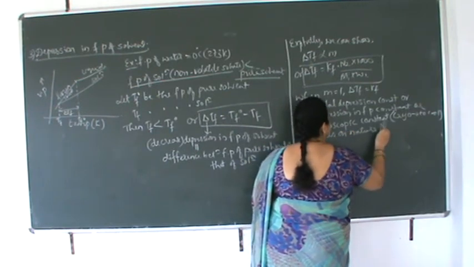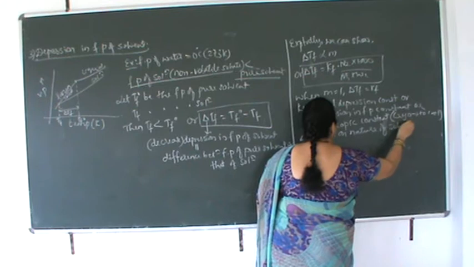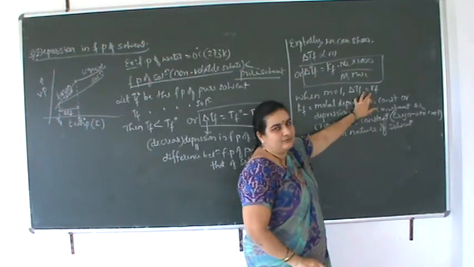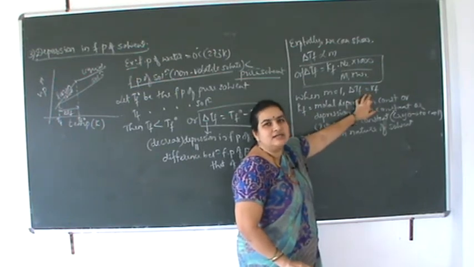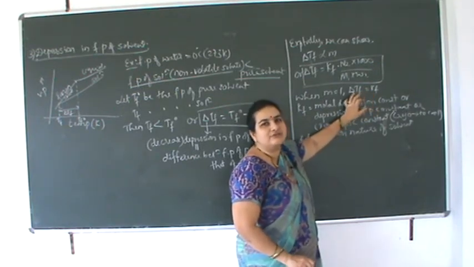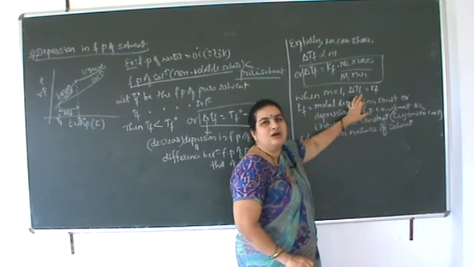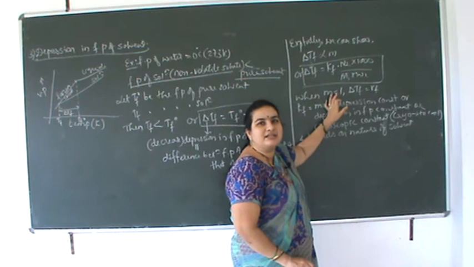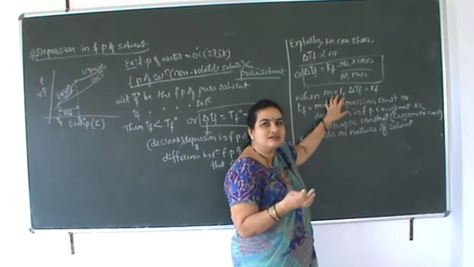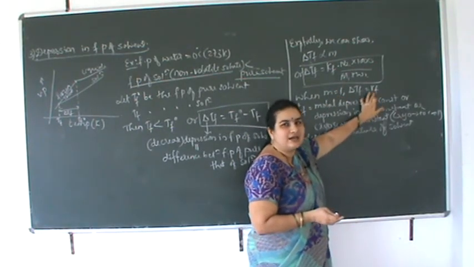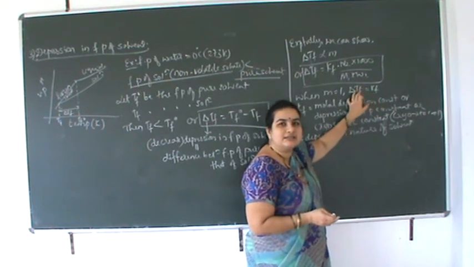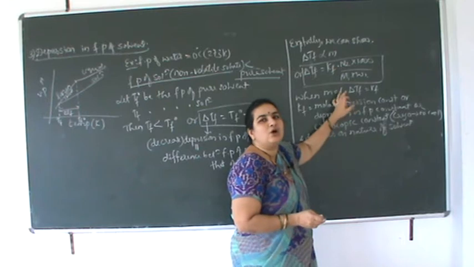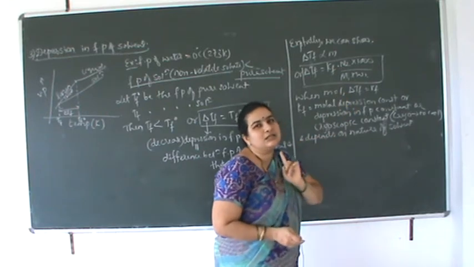So let us discuss the units of Kf. Kf, the molar depression constant, is the depression in freezing point of the solution when 1 mole of the solute is dissolved in 1 kg of the solvent. Otherwise, we can define Kf as the decrease in the freezing point, or depression in the freezing point, caused for a 1 molar solution.